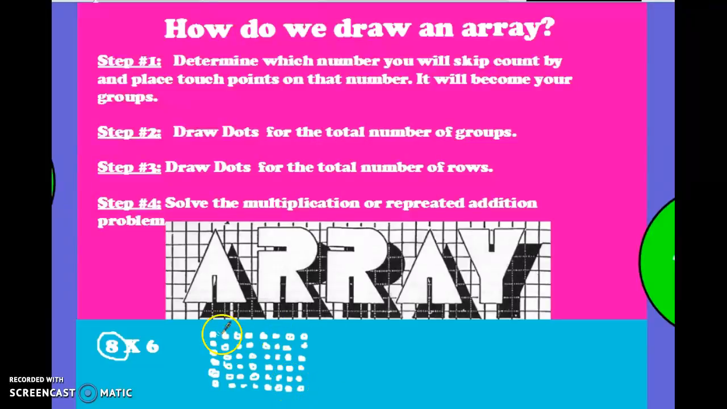And sure, I could add all of these, 1, 2, 3, 4, 5, 6, 7, 8, 9, 10, 11, 12, 13, 14, 15, 16, 17, 18, 19. Why would I want to do that when I could just multiply 8, 16, 24, 32, 40, 48? I certainly could double check and make sure that there are 48 in my array, but you can represent it with a picture and simply do the multiplication problem, showing that you understand that you are drawing dots for your total number of groups, which is the line going down, and then dots for the total number of rows going across, and then solving the multiplication problem.